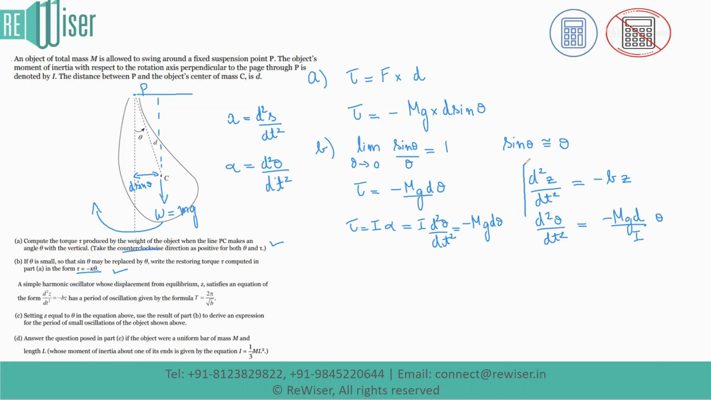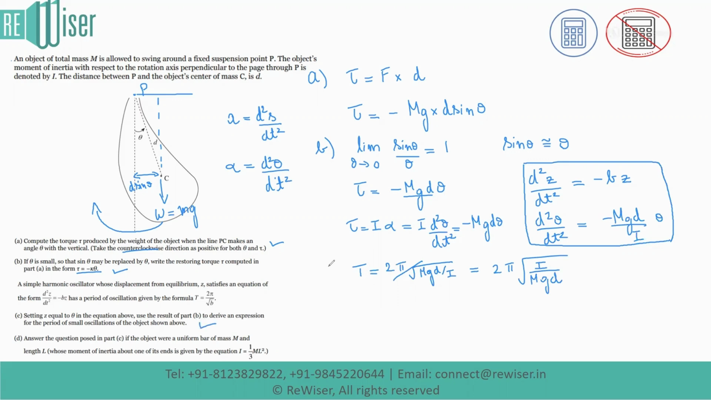If you notice, both the equations are in the exact same form, where z is replaced by theta and b is replaced by mgd by I. I will substitute the same here, giving my equation for time period T as 2 pi divided by the square root of this b, that is mgd by I. That gives me my equation as 2 pi into the square root of I divided by mgd. Again, this is the time period T we found. So this was part C, I would say.